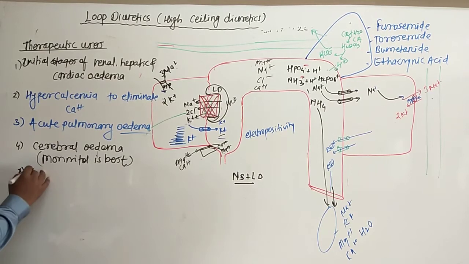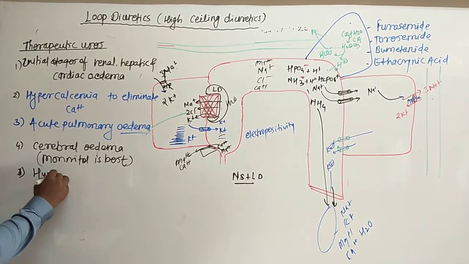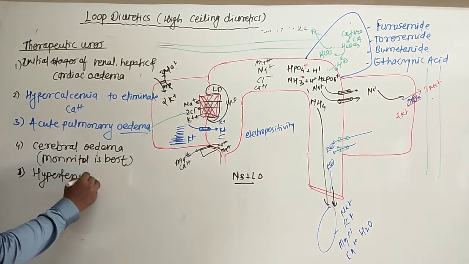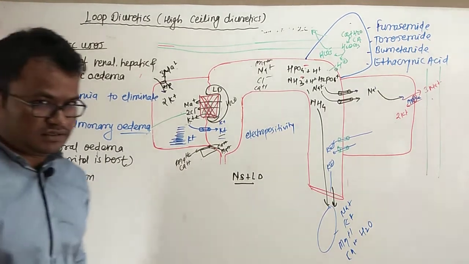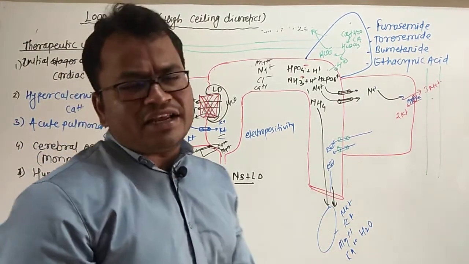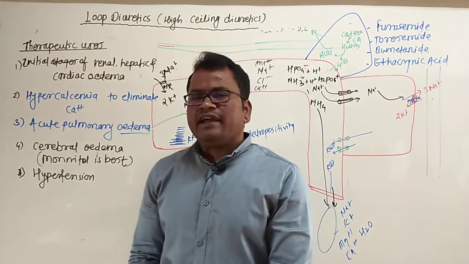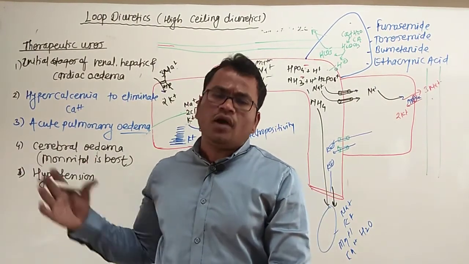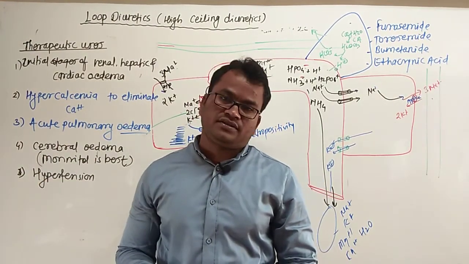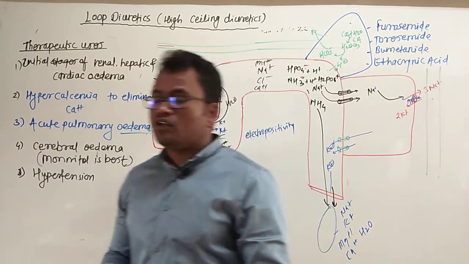Next one is it is also used in hypertension. Fifth one is hypertension, to decrease the blood pressure. But primary hypertension cannot be recovered by using loop diuretics. It is used in secondary hypertension due to the other edemas.